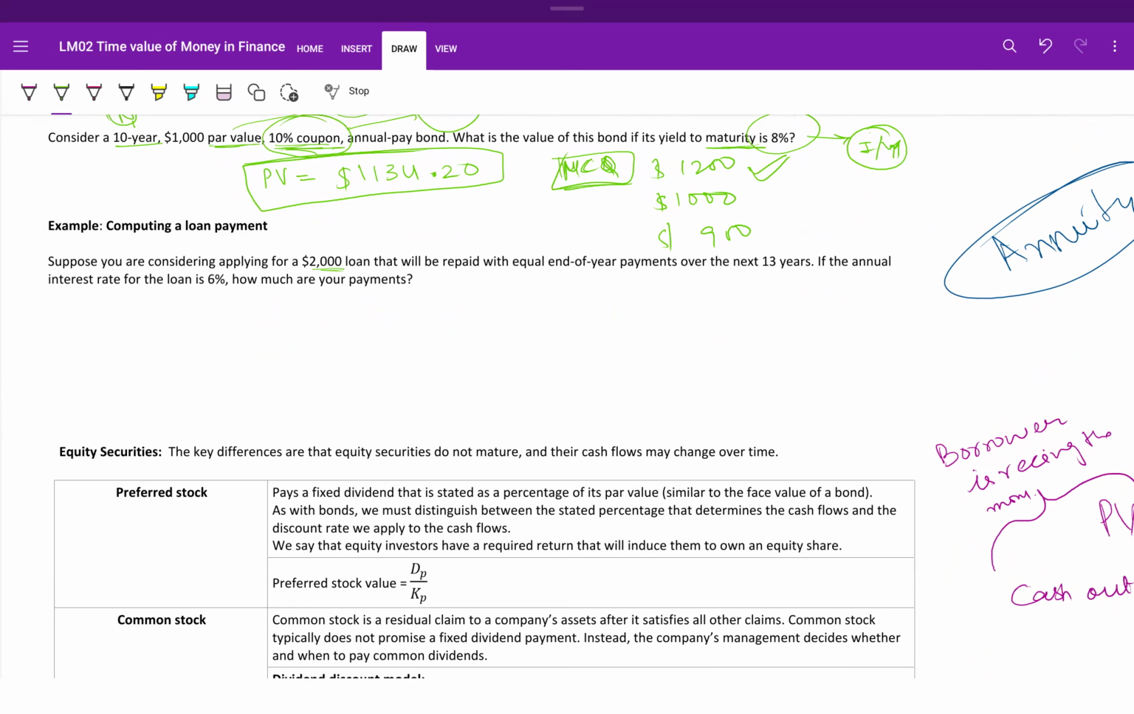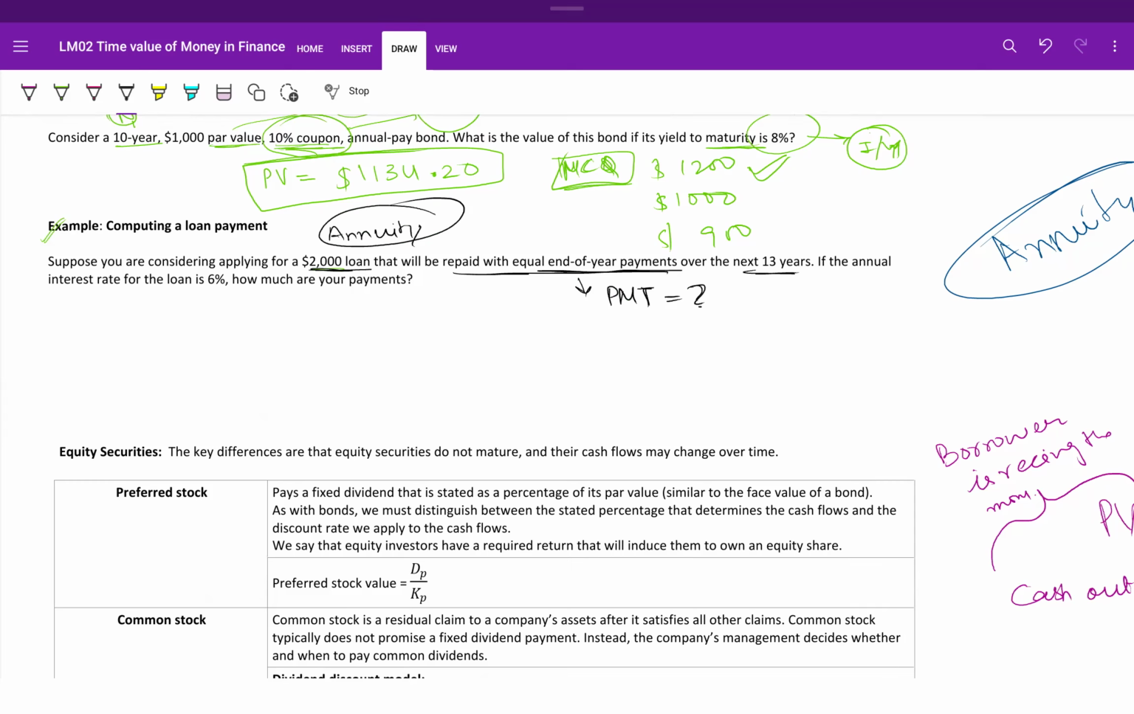And this is again an annuity question. Here they're talking about an annuity. Now, if you understand the context of the question, suppose you are considering applying for a $3,000 loan that will be repaid with equal year-end payments over the next 13 years. Here, this is representing a PMT, but here we are paying, not receiving.